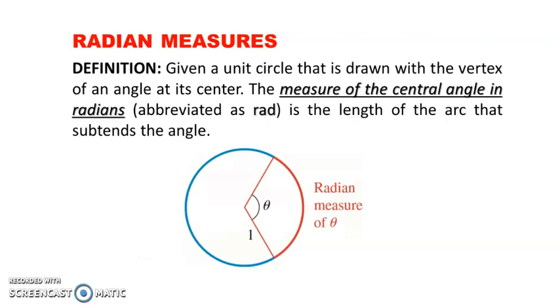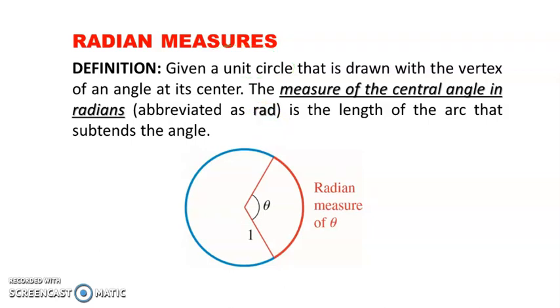The second way of measuring an angle is in terms of radians. Let us have a definition. Given a unit circle that is drawn with the vertex of an angle at its center. From our previous lesson, we know that a unit circle is a circle whose radius r is equal to 1 unit. Now, the measure of the central angle in radians, that is abbreviated as RAD or rad, is the length of the arc that subtends the angle.